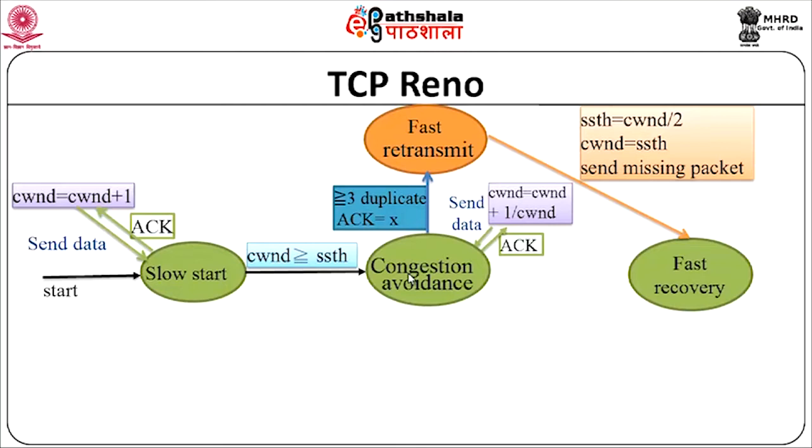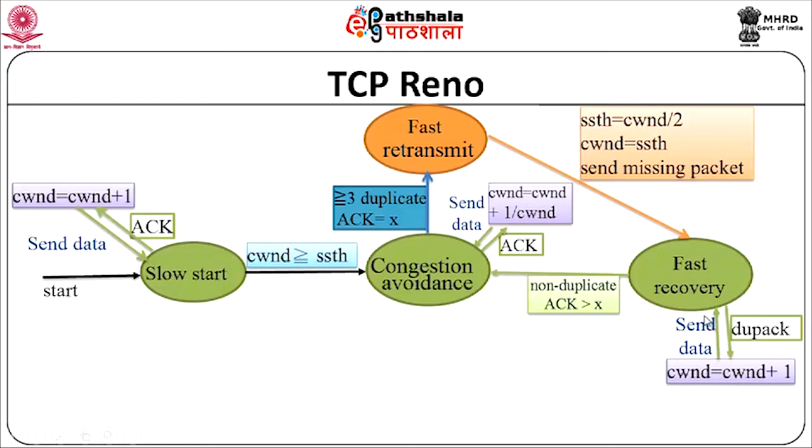From here you move into what is called the fast recovery phase. In this process, you do not set your congestion window back to 1. Instead, you set your threshold value to half of the congestion window that exists at this point in time. You set the congestion window to this threshold and you start sending the missing packet. You continue in this fast recovery state and keep sending data. As you get duplicate acknowledgements, you continue to send data and increase your congestion window.